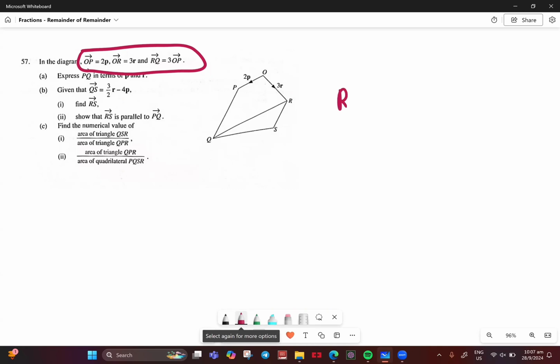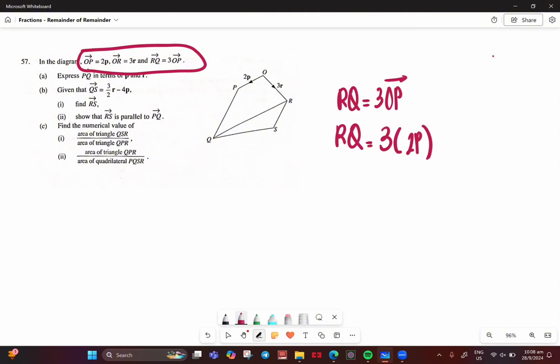If RQ is 3 of OP, we can substitute OP with 2P to find my value of RQ. Since OP is 2P, we are simply doing 3 times 2P. Am I making sense? That will get you to an answer of 6P. And where is 6P? 6P is the one over here. True or not? And that is very important.